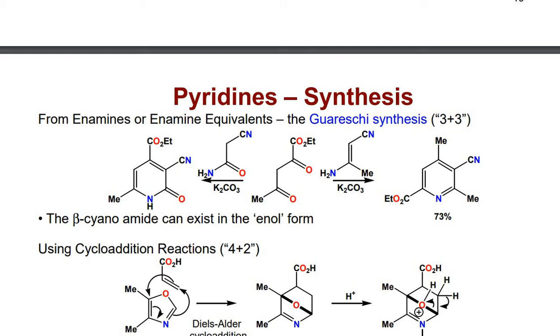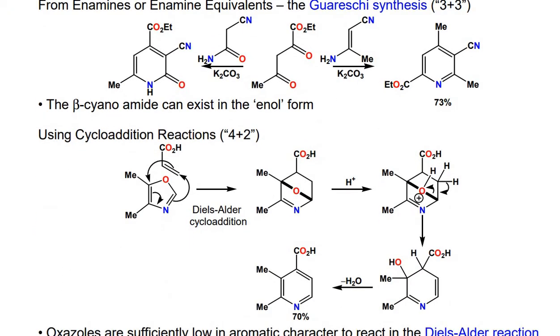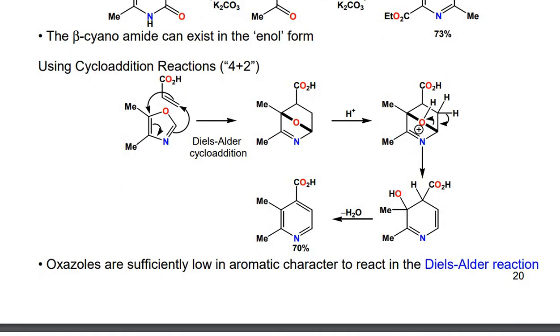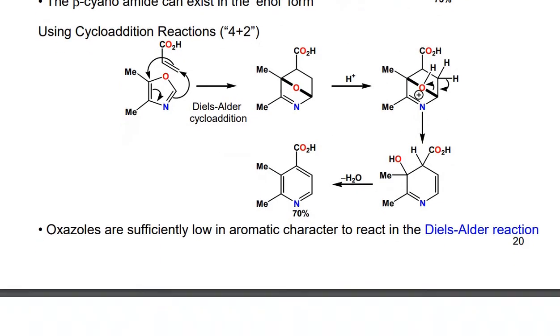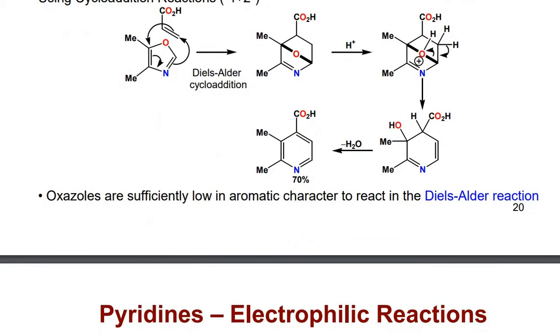Formation of pyridine in 73% yield, and on the other side you can see the formation of a tetrasubstituted pyridine with keto groups. So beta-cyanoamide can exist in the enol form. Using a 4+2 cycloaddition reaction, you can also get a 70% substituted pyridine. Oxazoles are sufficiently low in aromatic character to react in the Diels-Alder reaction.